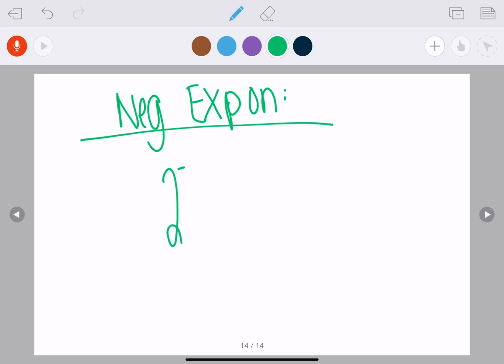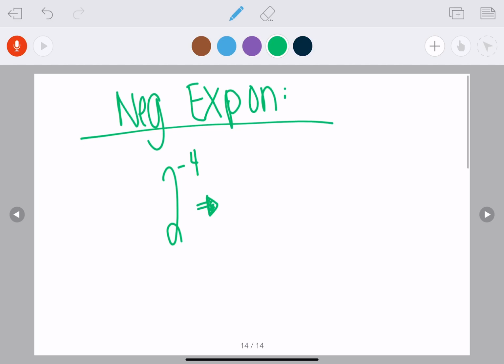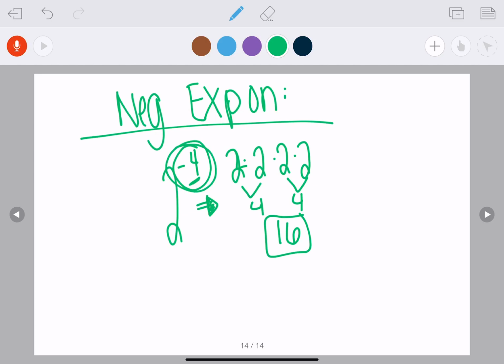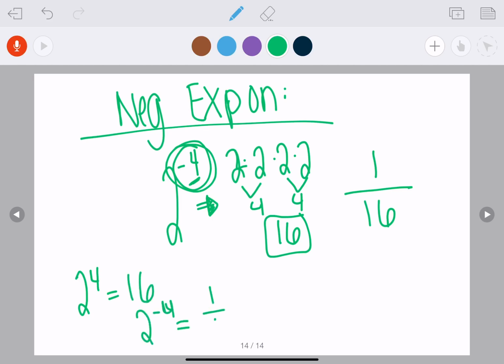2 to the negative 4th. Sometimes it's nice to just pick easy numbers. You could do any numbers in the world, but I'm trying to do it in my head. This just means that I'm going to take 2 times itself 4 times. Right? Simplify it. So now I've got 16, but since this is negative, my answer is going to be 1/16. 2 to the 4th is 16. 2 to the negative 4th is 1/16.